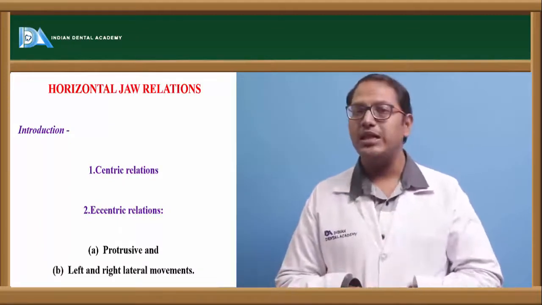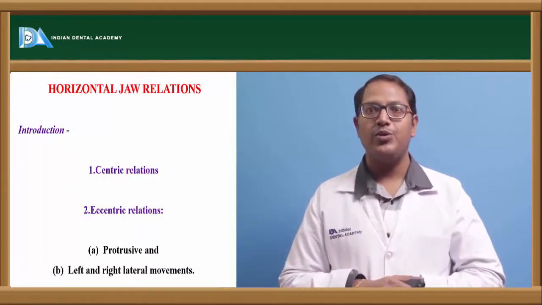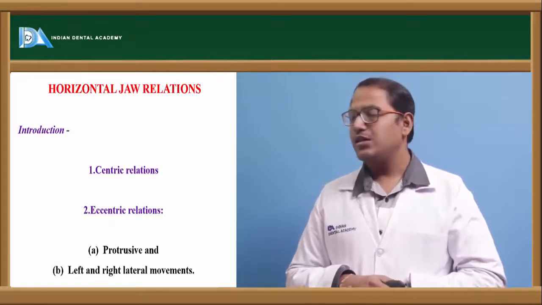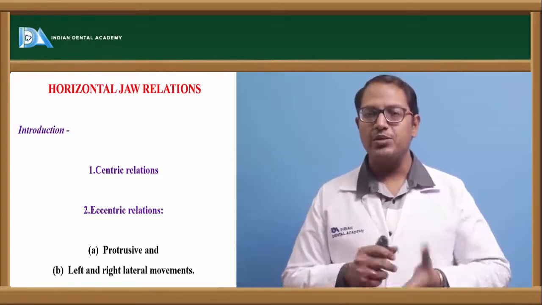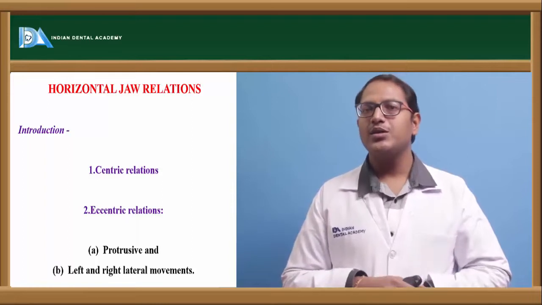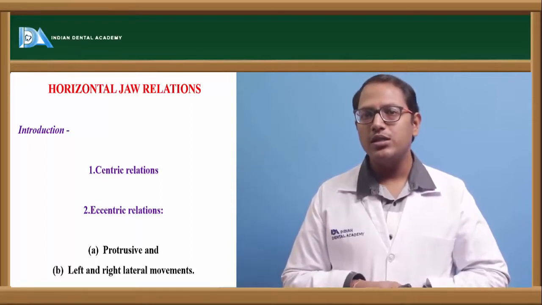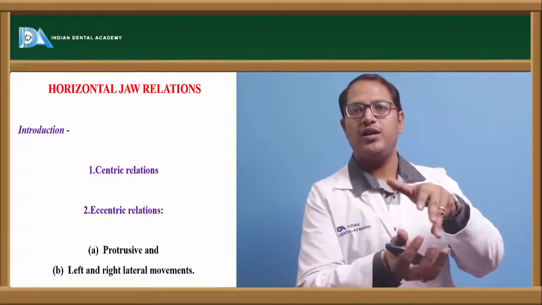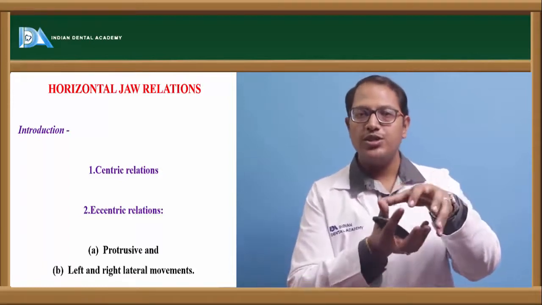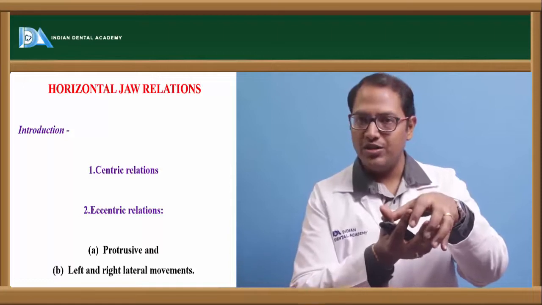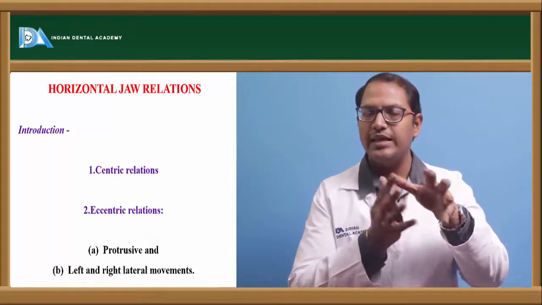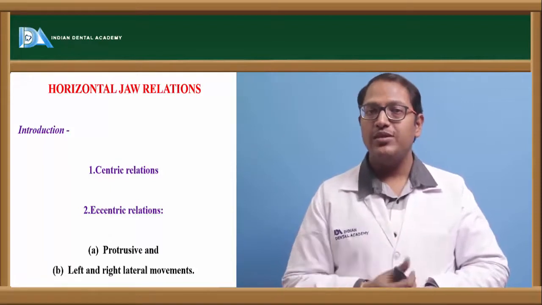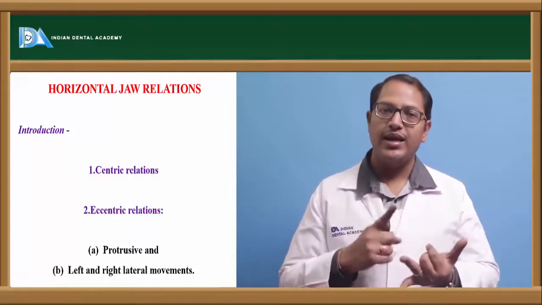Coming to the last part of jaw relation, a very important, very controversial, very confusing part: horizontal jaw relation. Let's make it simple to understand. What is horizontal jaw relation? It is the relation of the jaws in the horizontal direction: how much it should be front, how much back, how much in contact with each other, how much overjet, how much overbite. That is further divided into two parts, centric and eccentric.